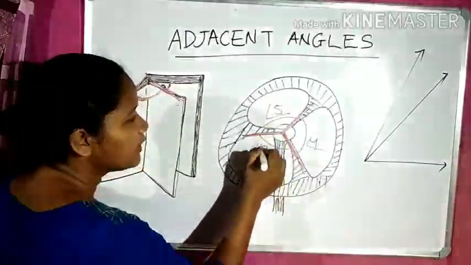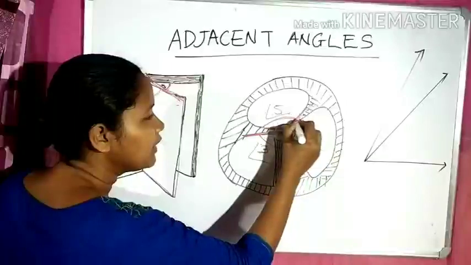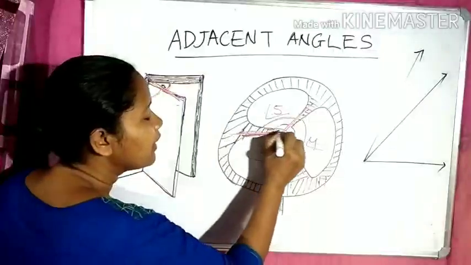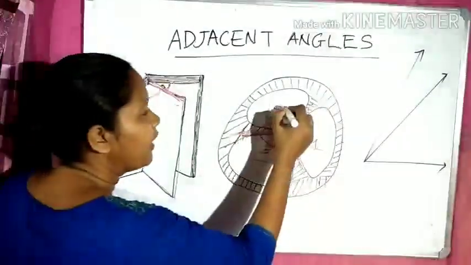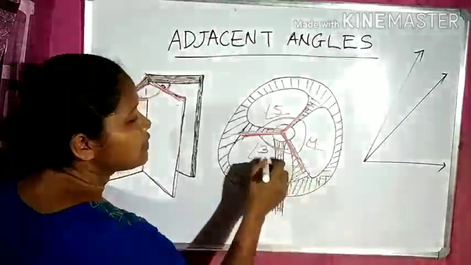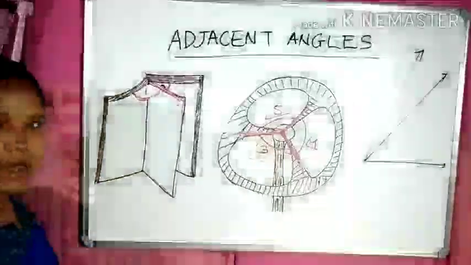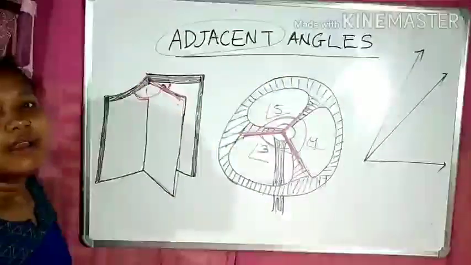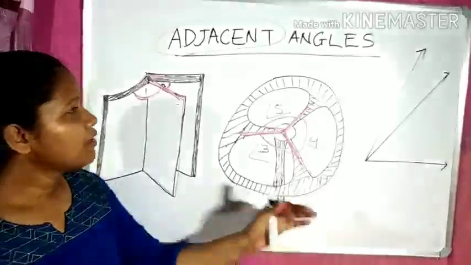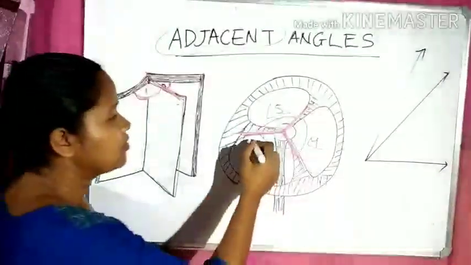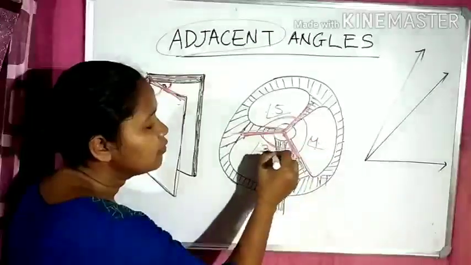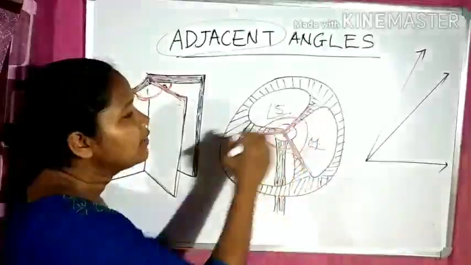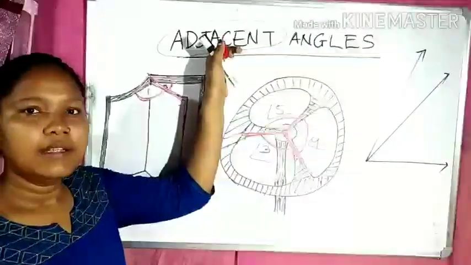Next we will compare angle 3 and angle 5. Angle 3 and angle 5 have a common vertex. Then they have a common arm, and the two uncommon arms are on the sides of the common arm. So this is about adjacent angles. Adjacent means nearby, attached. These angles that are nearby, with a common vertex and common arm, are termed adjacent angles.